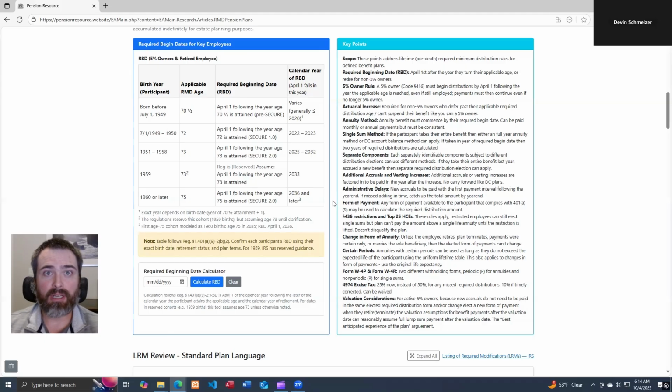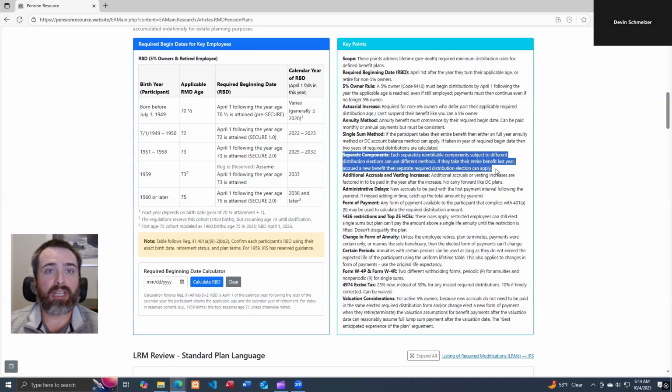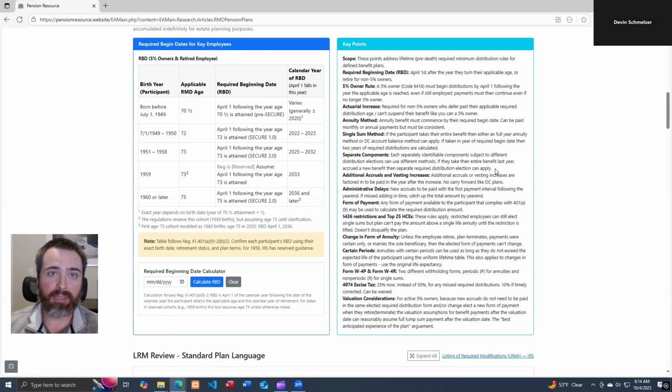Separate components: each identifiable component of the plan, such as an accrual calculated for certain years, can have a different election applied to it. You can bifurcate, or split up, your required distributions to mix and match calculations. Just be sure to document which piece was applied with what method and how you're able to separately calculate them.